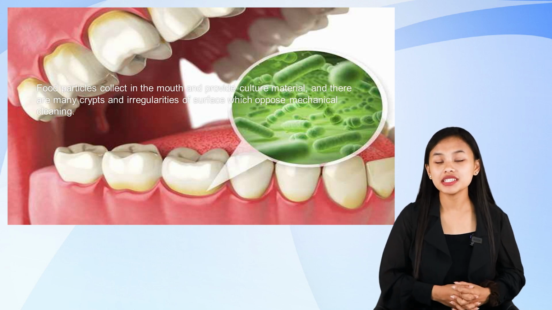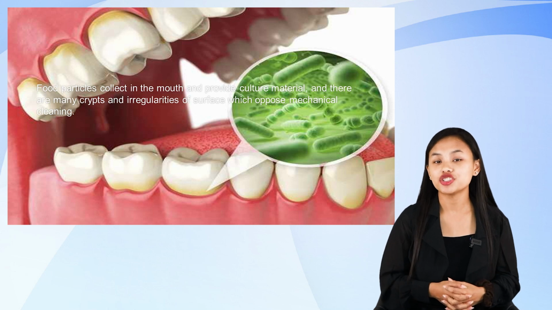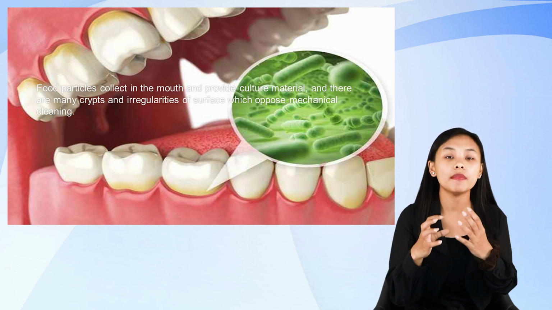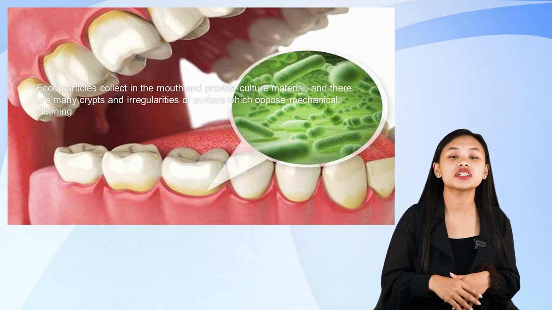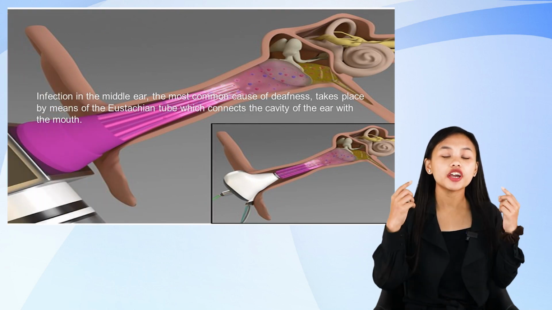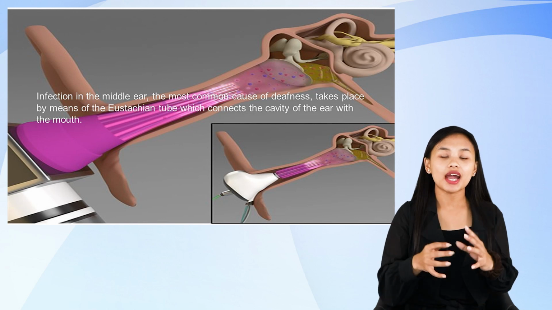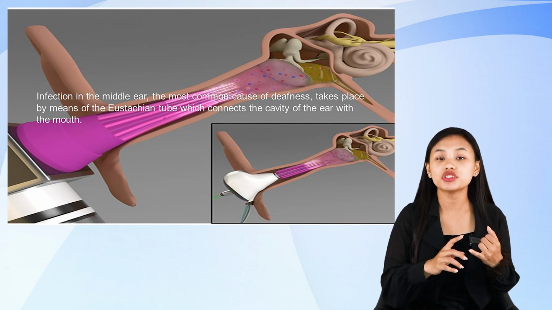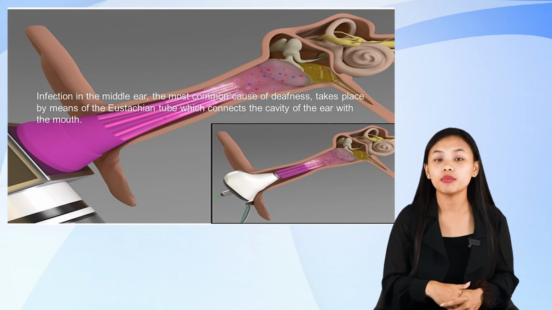So what happens here is that the food particles collect in the mouth and provide culture material. And also here there are many crypts and irregularity of surface which will be opposing the mechanical cleaning from occurring. And also here the infection in the middle ear, which is the most common cause of deafness, can take place by means of eustachian tube, which connects the cavity of the ear with the mouth.